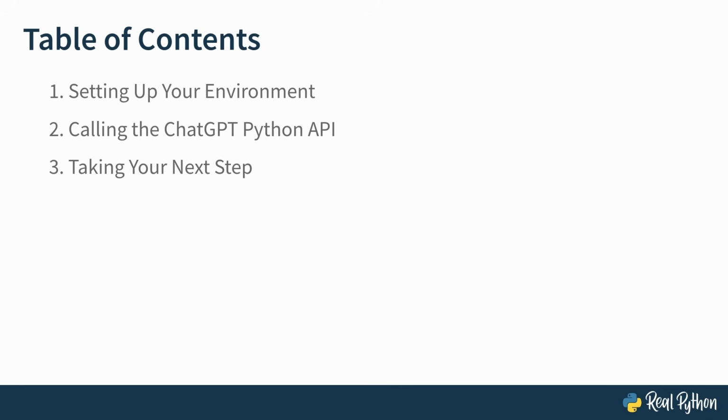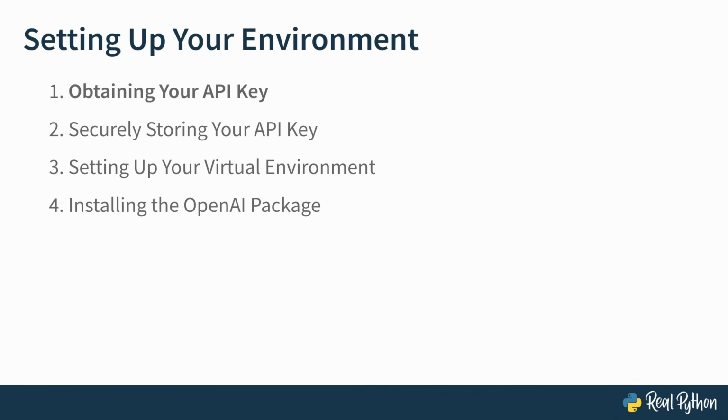Let's get started. In the next lesson, you will be setting up your environment. In this lesson, you're going to start setting up your environment. So the first thing to do is to obtain your API key. Then you're going to have to securely store that key. Thirdly, you will have to set up a virtual environment. And then finally, you will have to install the OpenAI package in that virtual environment. But let's start with step one, how to obtain your API key.